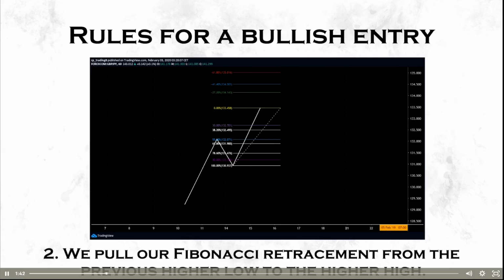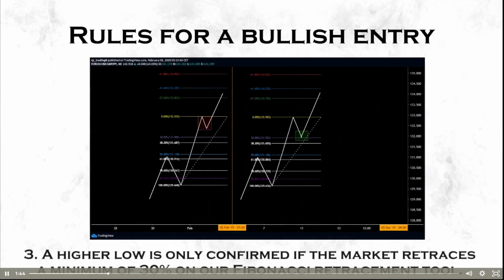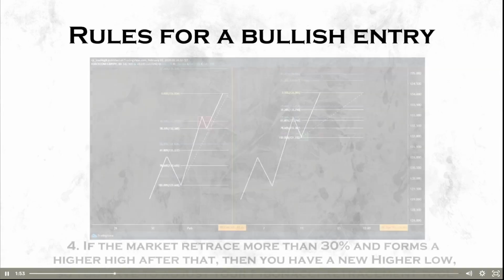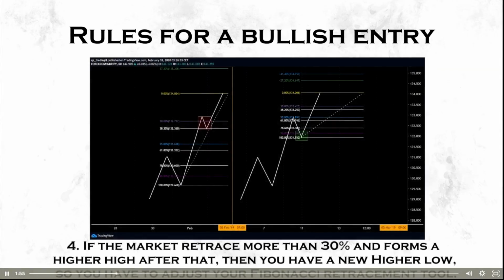The third rule is a higher low is only confirmed if the market retraces a minimum of 30% on our Fibonacci retracement tool. Rule number 4 is if the market retraces more than 30% and forms a higher high after that, then you have a new higher low, so you have to adjust your Fibonacci retracement tool.